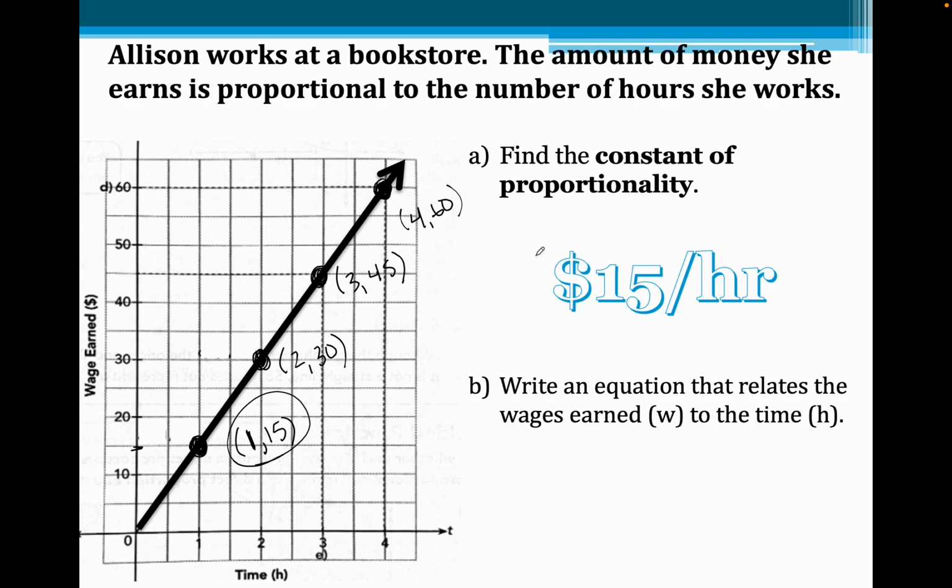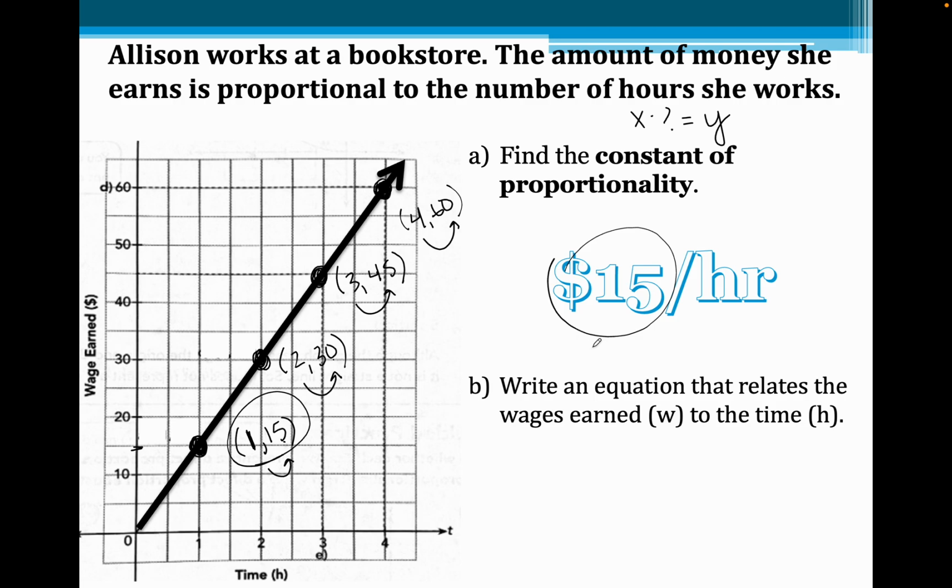If you aren't sure, you can also use the other points to help you determine, like we said, x times what equals y. Remembering that our first number in our ordered pair is x, so 1 times what is 15, 2 times what is 30, 3 times what is 45, and 4 times what is 60, and the answer to all of those is 15, and that's $15 per hour.